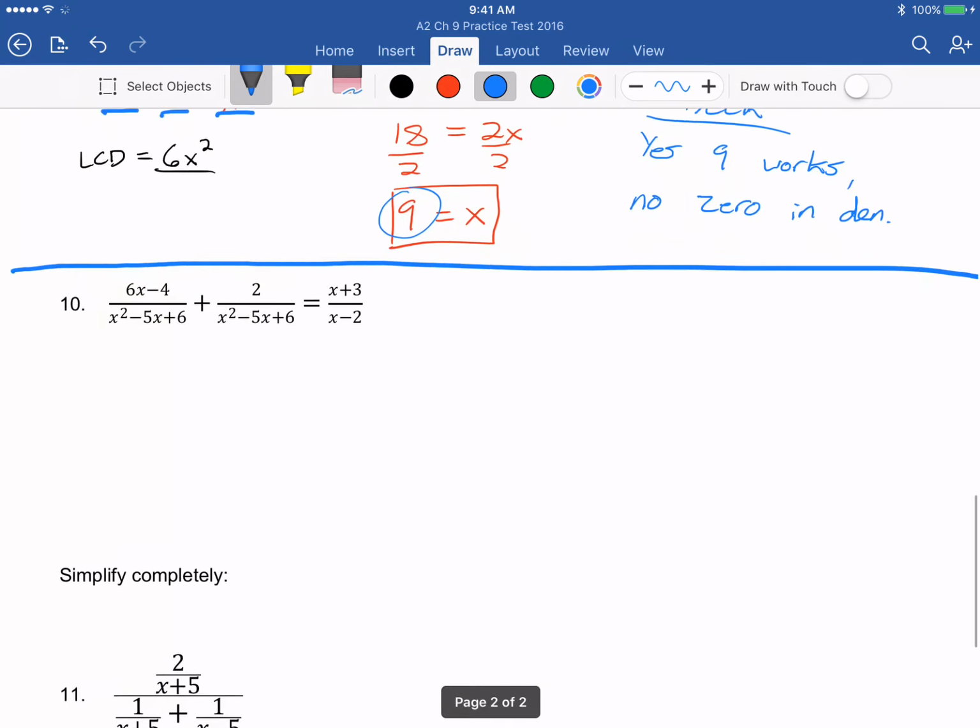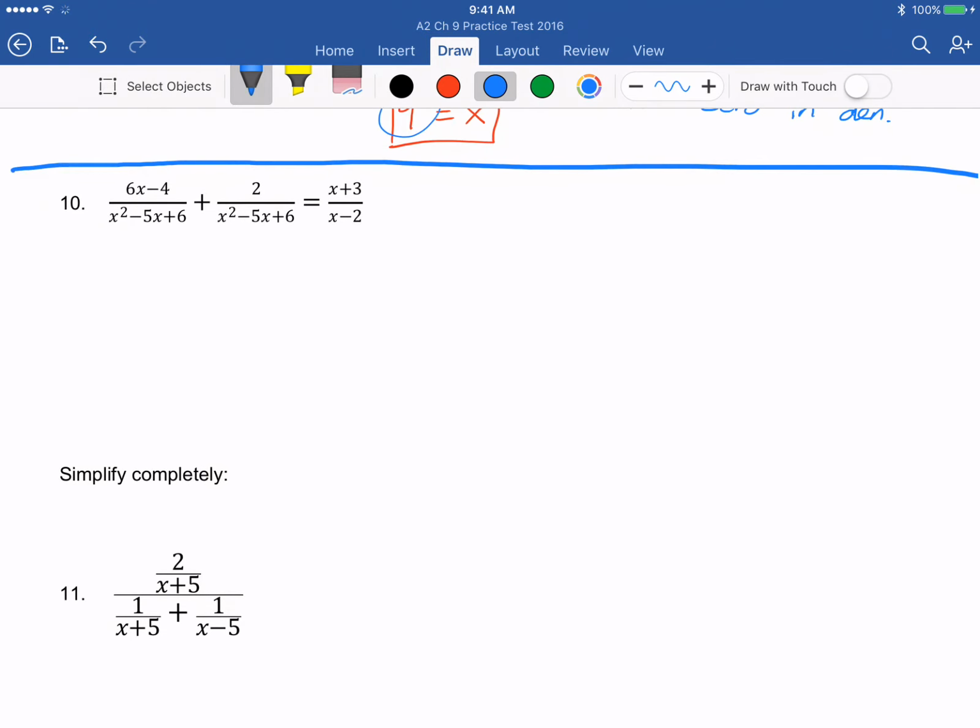Alright, so now going on to number 10. I have to factor these guys first. So if I look, two things that multiply to 6, add to -5: -3 and -2. So this is going to be x minus 3 and x minus 2. This is going to be x minus 3 and x minus 2. So that is my least common denominator here.